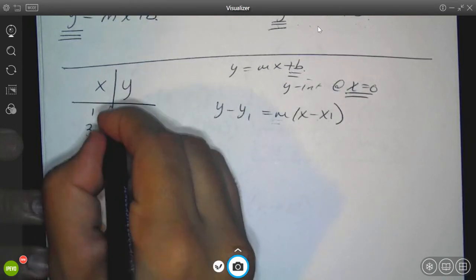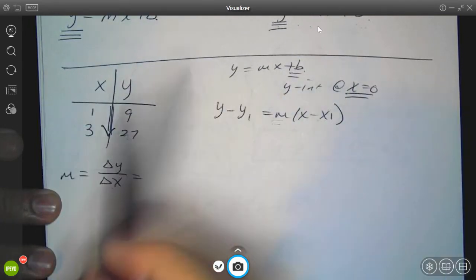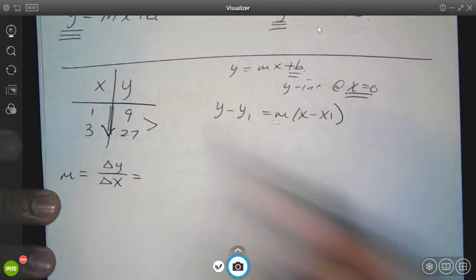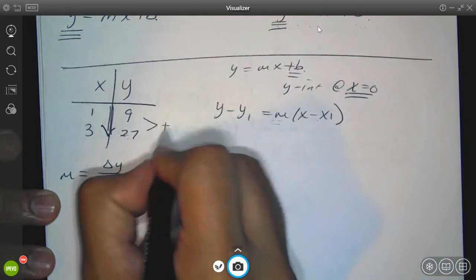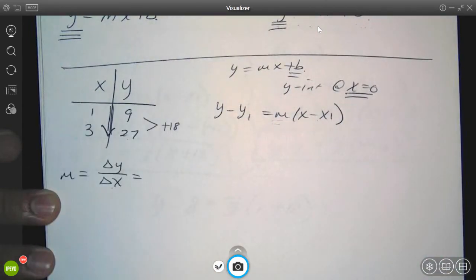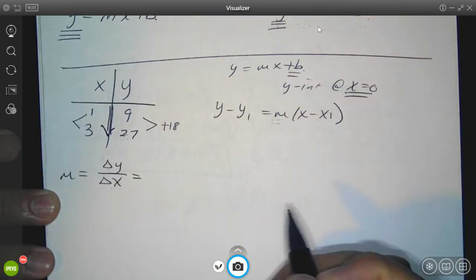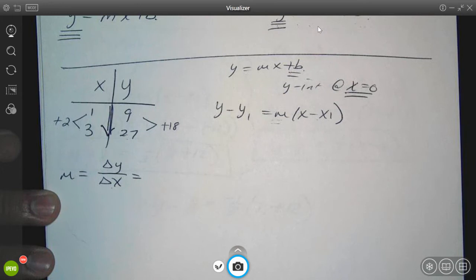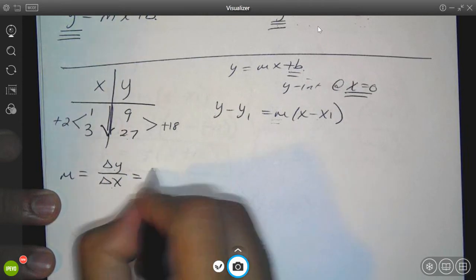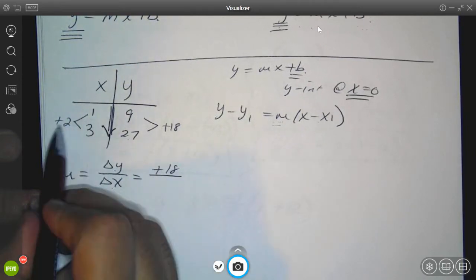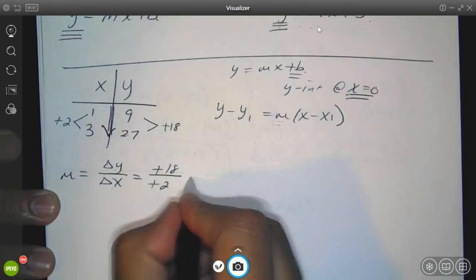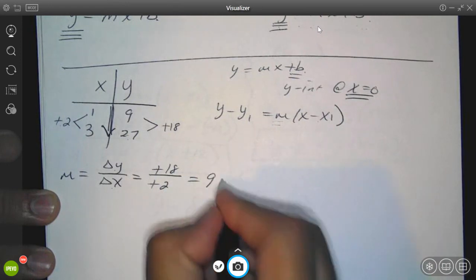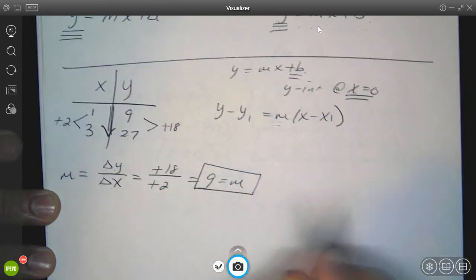This is the nice thing about a table. We pick a direction. I'm going to go down the table. So how do I get from 9 to 27? Oh, I added 18. How do I get from 1 to 3? Oh, I added 2. You see that? My change in y was a positive 18. My change in x was a positive 2. 18 divided by 2 gives me 9. So just like that, I found my slope.